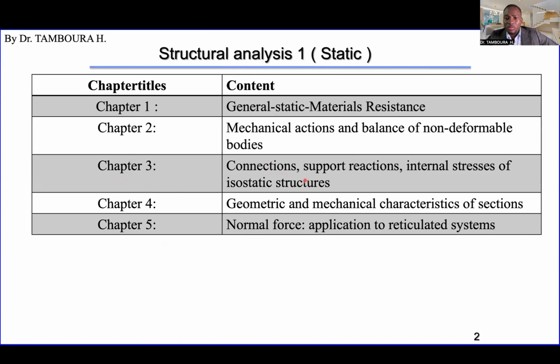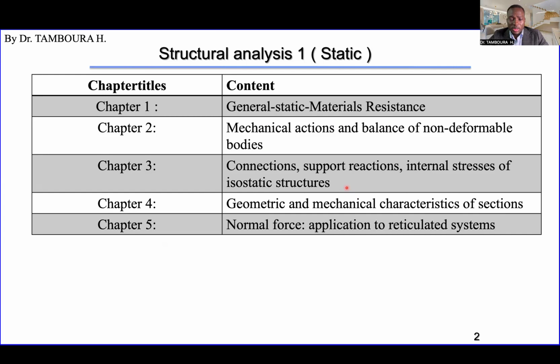Chapter 3 will be about connections and support reactions, internal stresses of isostatic structures. Chapter number 4 will be about geometric and mechanical characteristic of sections. The last chapter of this part will be about normal force, and how to apply it to reticulated system. So this is the chapters of this first part of this program.